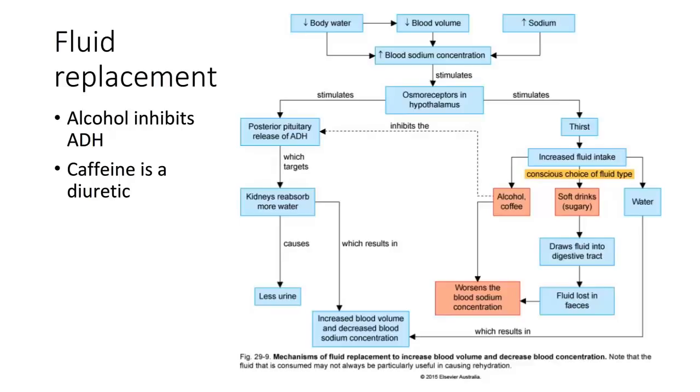So it is important to understand the right fluid replacement to correct for things like vomiting and loss of fluids through things like vomiting and diarrhea, but also just on a daily basis to realize that you can make the dehydration worse by using alcohol and caffeine or sugary drinks as a mechanism of fluid replacement.